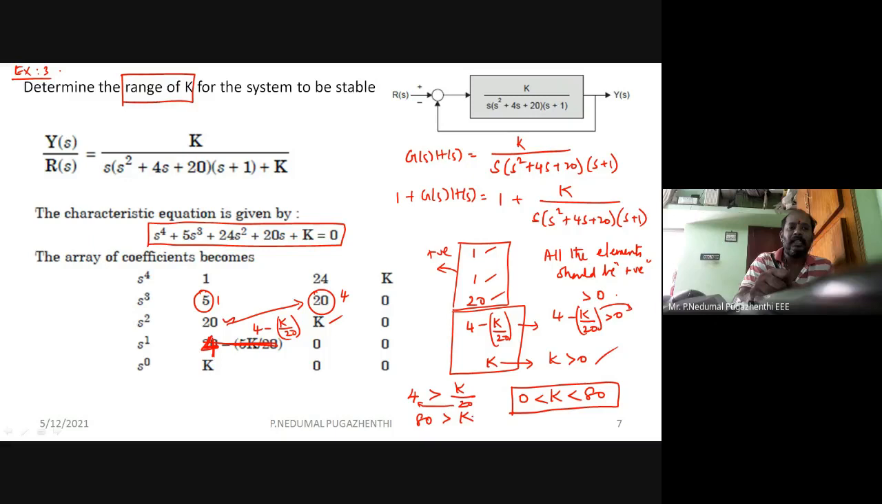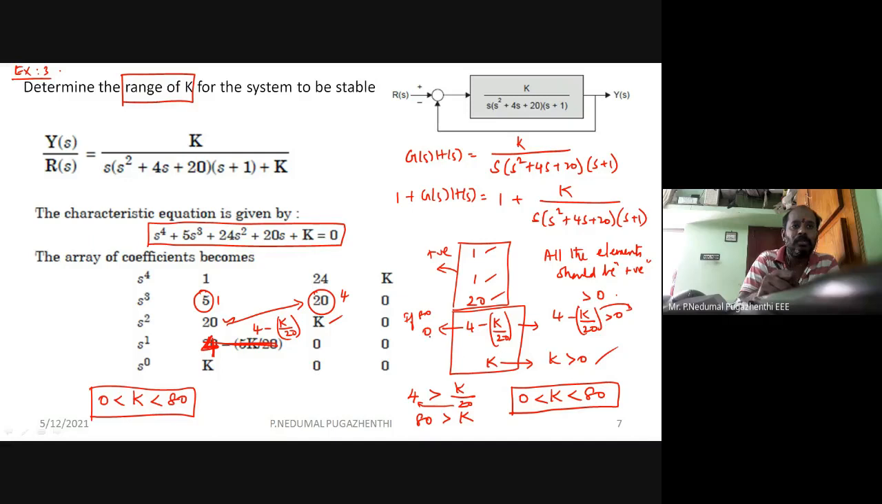Using these two conditions, I can finally say that for the system to be stable, the k value should be greater than 0, but it should be less than 80. What happens if you substitute 80? If you substitute 80 here, this becomes 0.